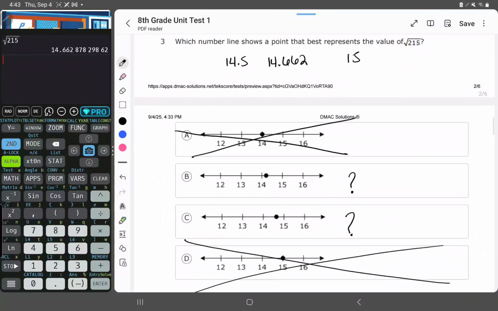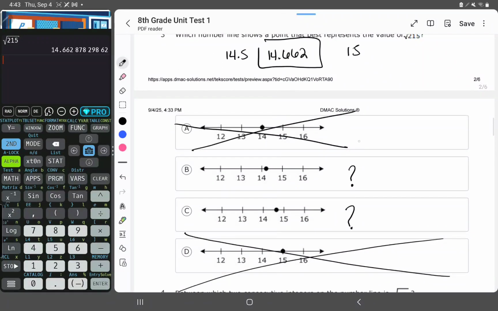So now we have to take a look. Okay, my number is 14.662. Well, what is it closer to, 14 or 15? 14.6 is over that halfway mark between 14 and 15. Here's the halfway mark of 14.5. 14.6 lies beyond that. So it should be closer to the 15, which would be this one.